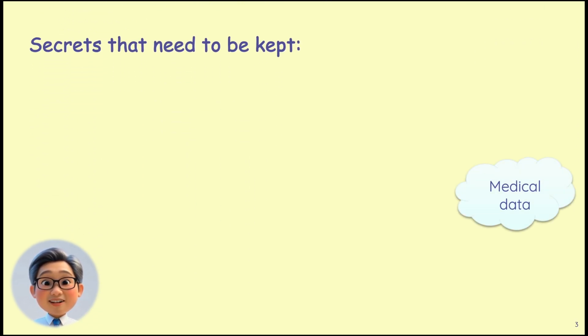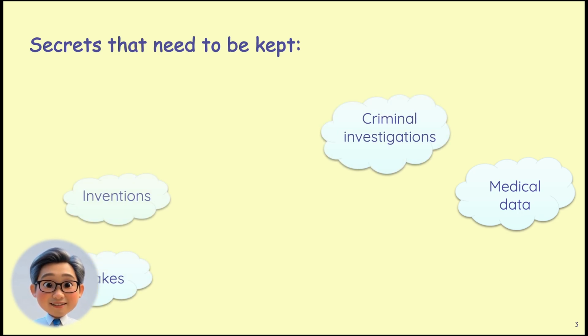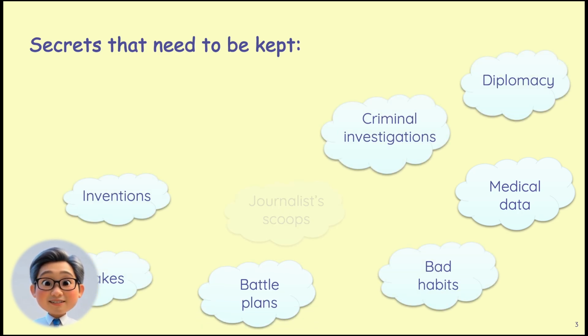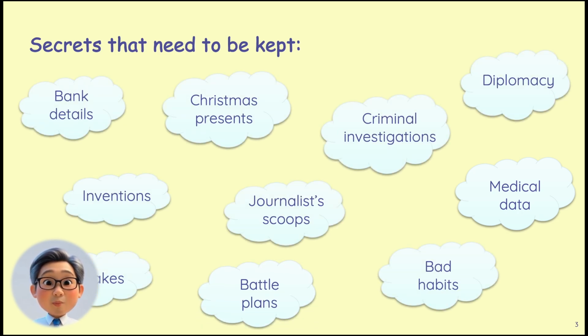So why do we need secrets? We all have information we need to protect. This could be personal things like your bank details, what you're getting someone for Christmas, or even mistakes you've made. On a larger scale, secrets are vital for things like medical data, new inventions, criminal investigations, and even national security, such as battle plans and diplomacy.